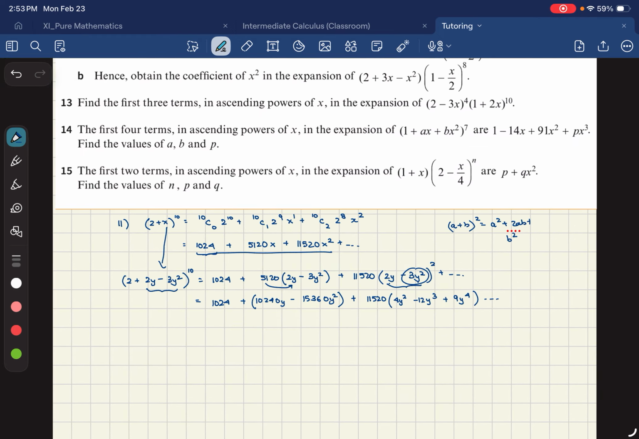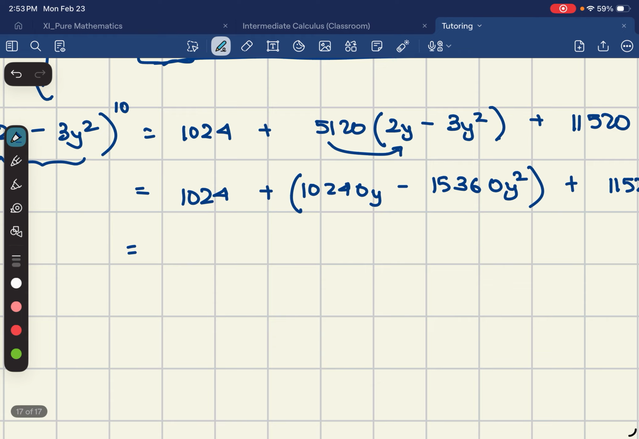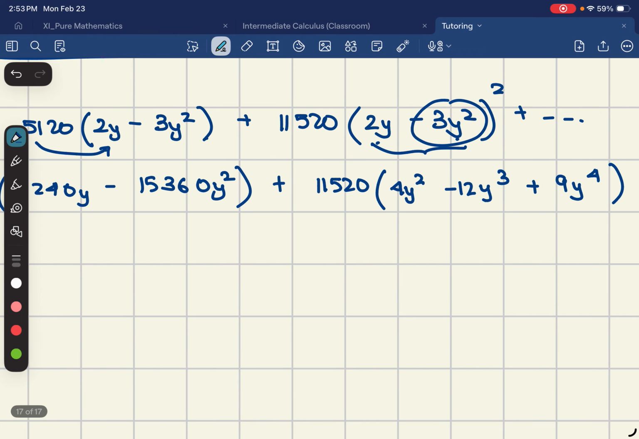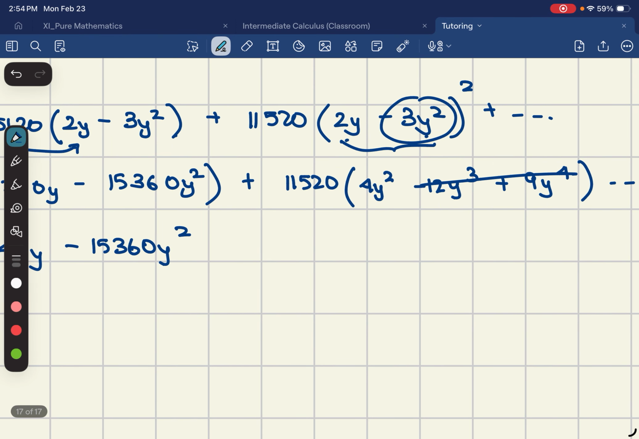So it says the first 3 terms, right? So the first 3 terms is just going to involve y to the power 0, y to the power 1, and y to the power 2. So I don't need these actually. So I stop at 1024 plus 10240y minus 15360y squared, and then I multiply this.